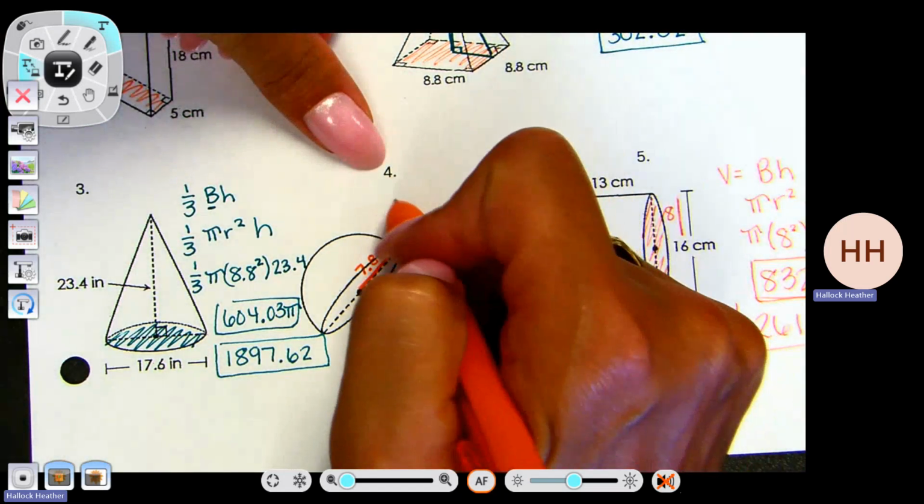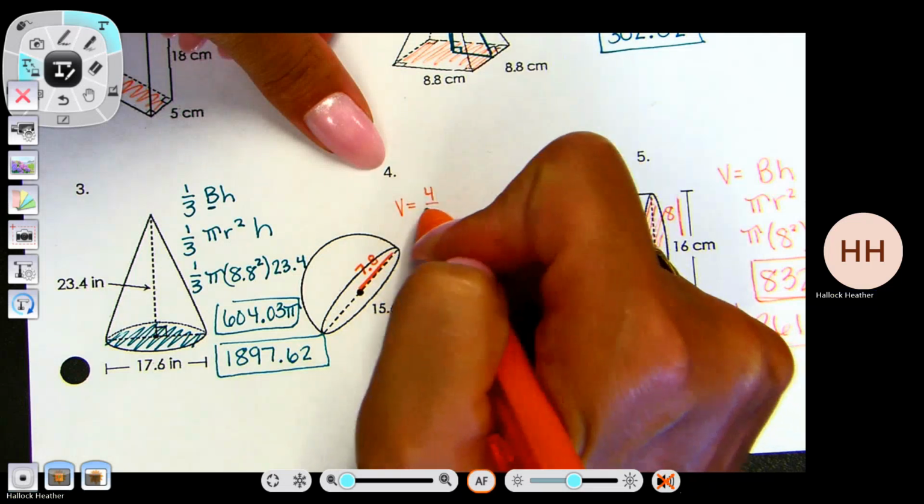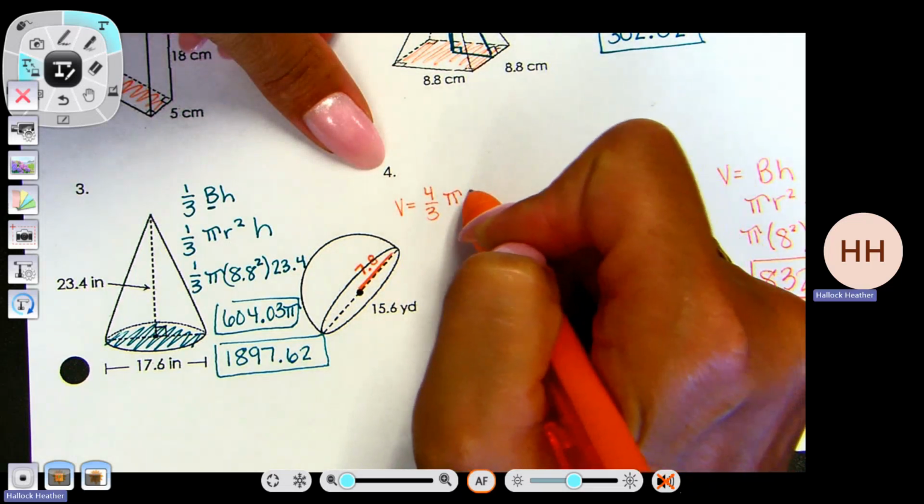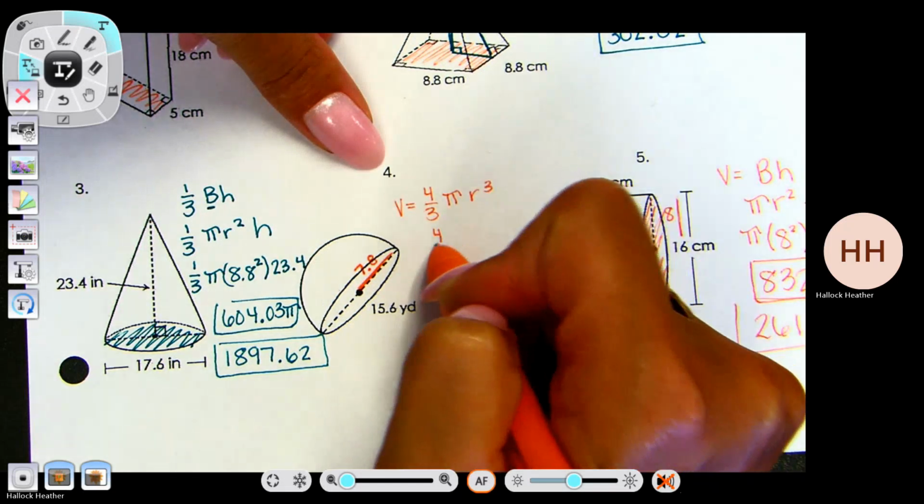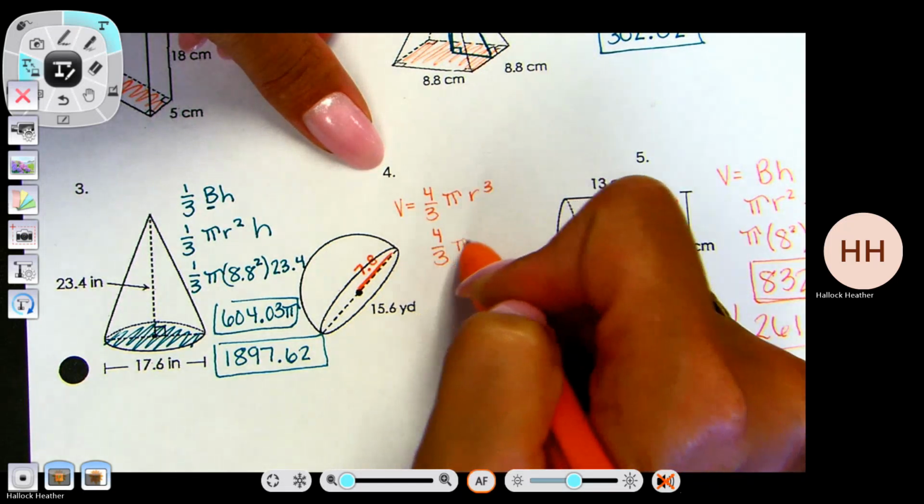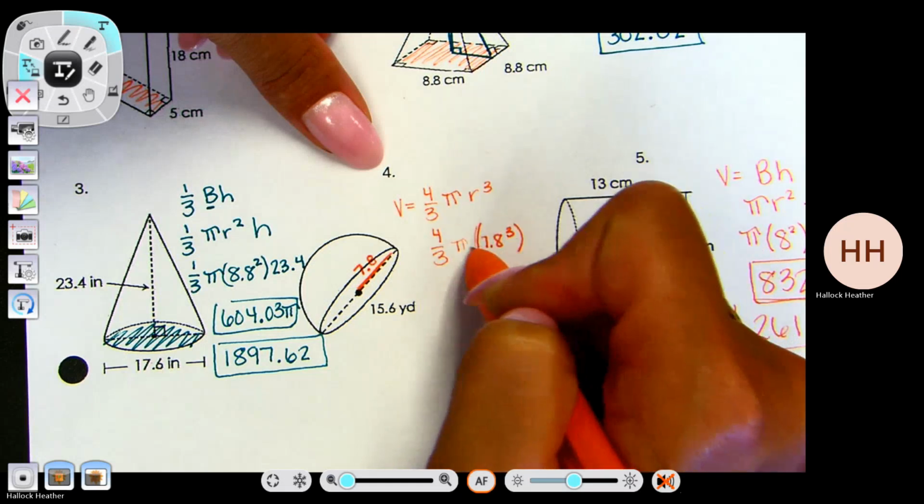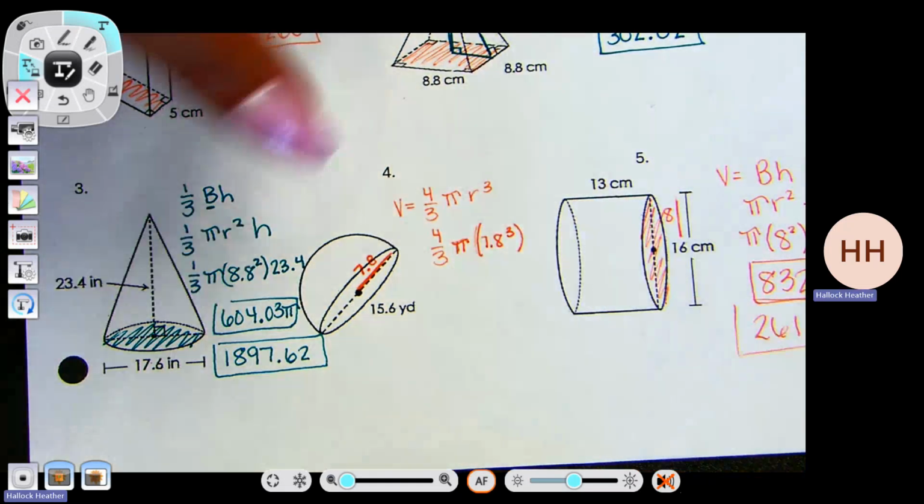So you should be using this formula. Just worry about finding it just the normal way. And then we'll talk about it at the very end. So you should be using 7.8.